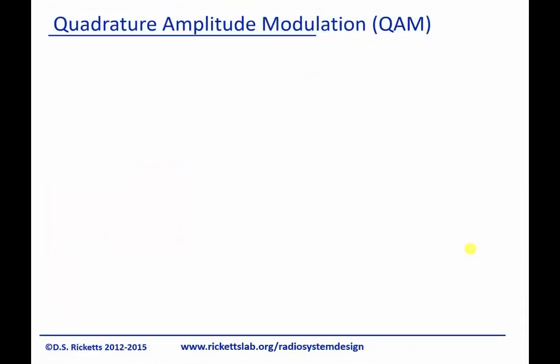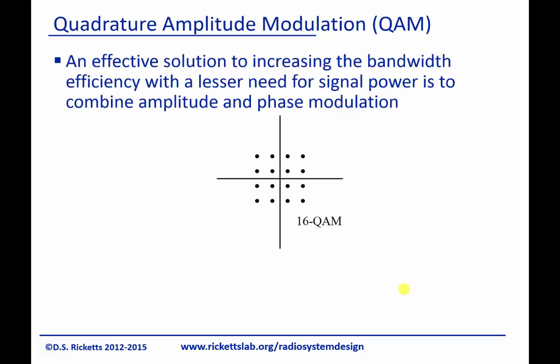So let's talk about Quadrature Amplitude Modulation, or QAM. This is probably the most popular type of modulation for higher order modulation. And so an effective solution for increasing the bandwidth efficiency is to combine both an amplitude and a phase modulation.